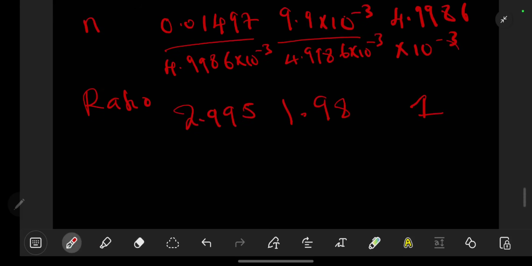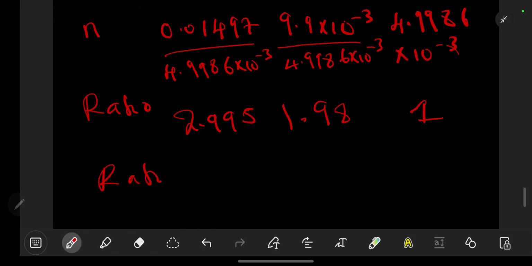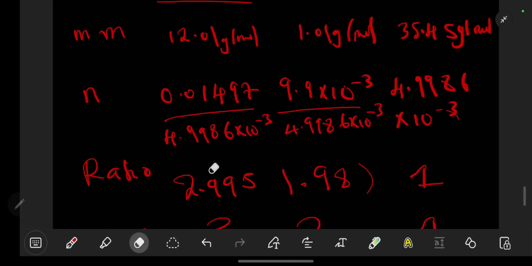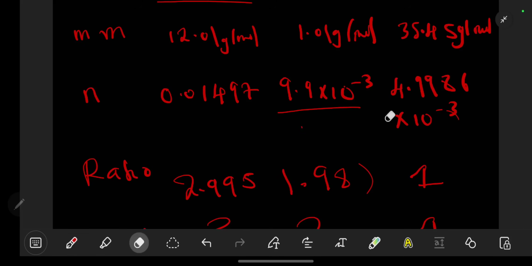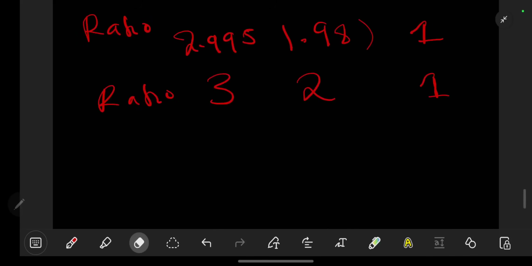Now we can just round off the ratios. If we round off, we have a 3 here. Since it's very close, we have a 2 here, and we have a 1 like that. On the ratio, there is no need for you to show it like this, but anyway, you can just show it. You divide it throughout like that.